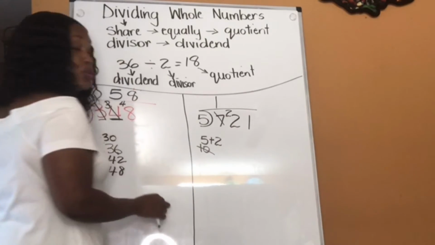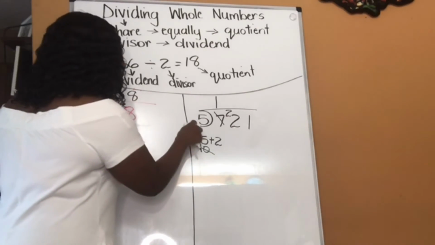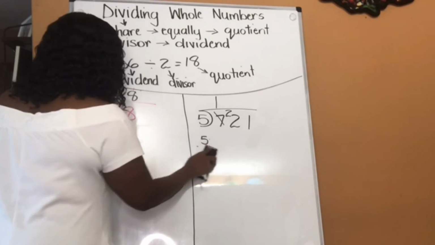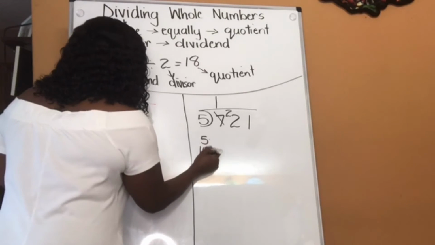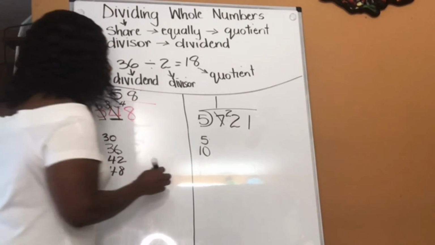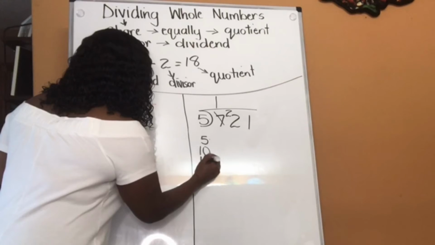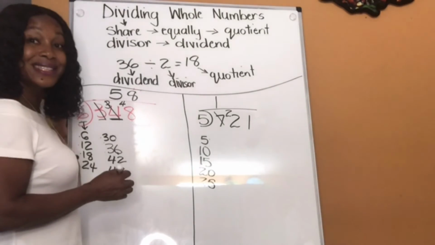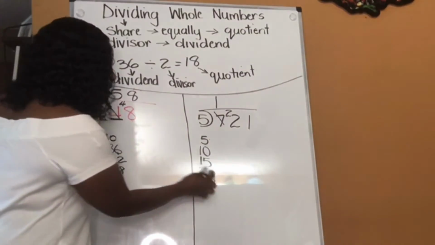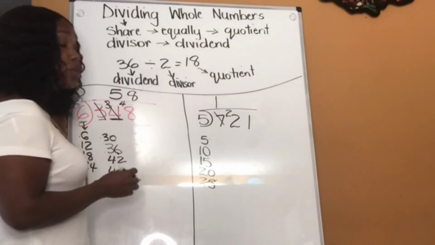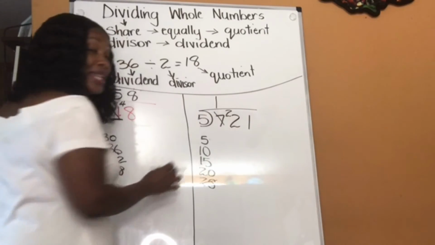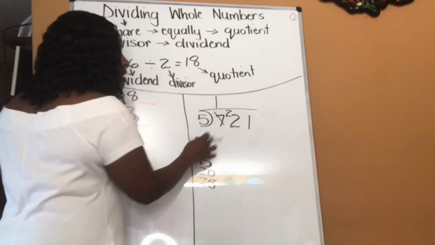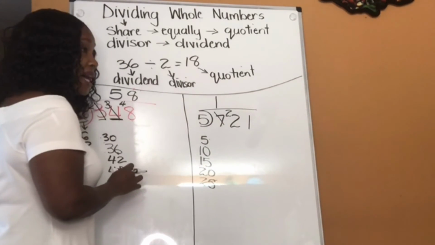Now I have 22 there. So how many sets of 5 can I get from 22? I'm going to continue adding on 5 until I get to 22 or close to 22. So 5, 10, 15, 20, 25. What do you realize? I passed 20 and gone to 25. I've gone too far, but I did not see 22.